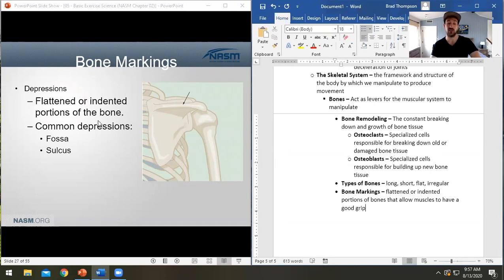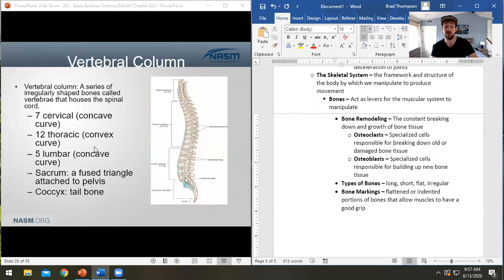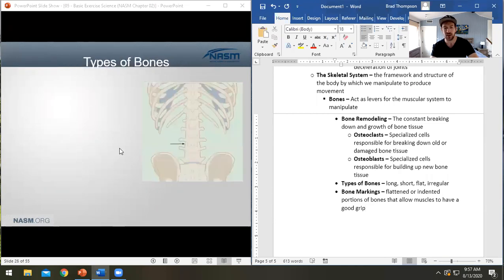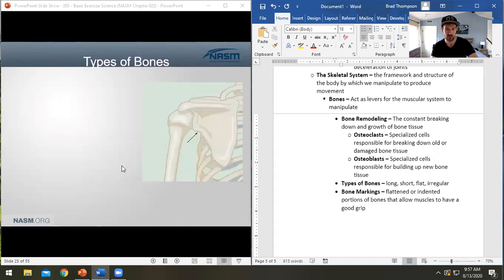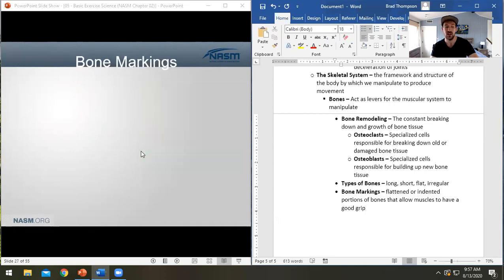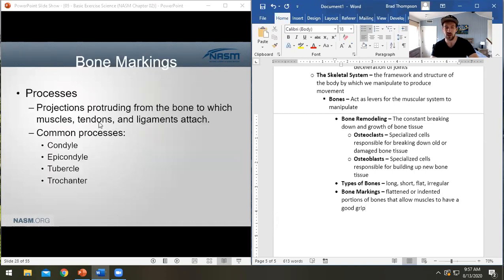Two of the most common ones that are depressions are going to be things like fossas and sulcuses, which are basically little indentations. If you look at the spine of your scapula, you'll notice it has this indentation running along it, and that's what allows muscles to attach. You've also got processes, right? Processes are little projections that run out from your bones. If you look here, we've got little processes that allow muscles to have something to attach to.